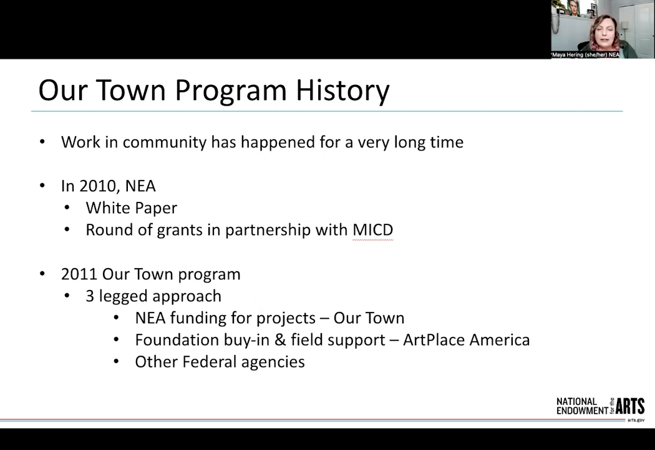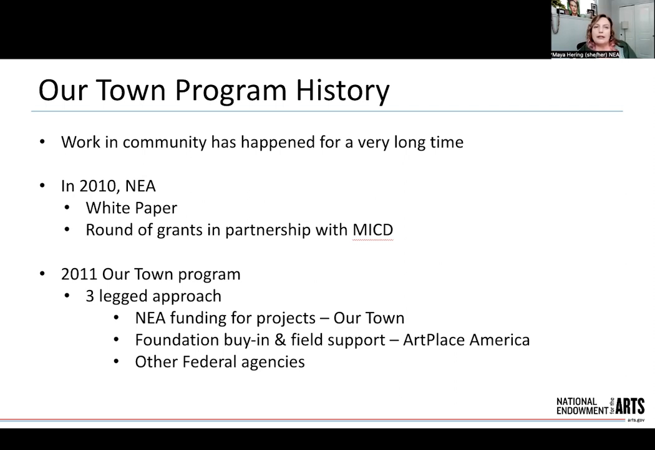And so, following the information that was learned from that and the success of those efforts, in 2011, the then NEA chair, Rocco Landesman, who was a former Broadway producer, announced the NEA's Creative Placemaking Grant Program to be called Our Town. And that is named after the famous American play by Thornton Wilder.